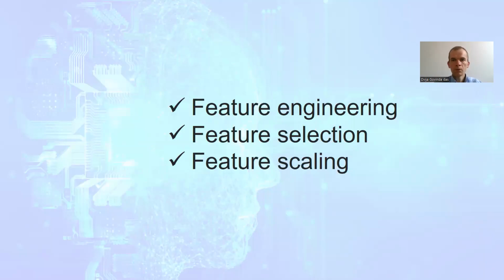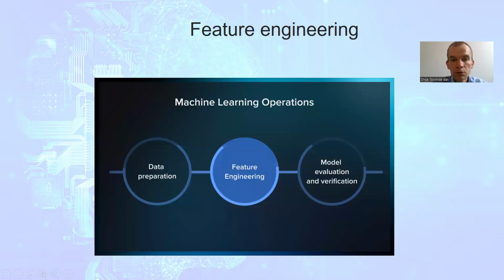In this video, we will talk about such important components of machine learning as feature engineering, feature selection, and feature scaling. What is feature engineering? Feature engineering means to select proper features so that our machine learning algorithm will work properly.